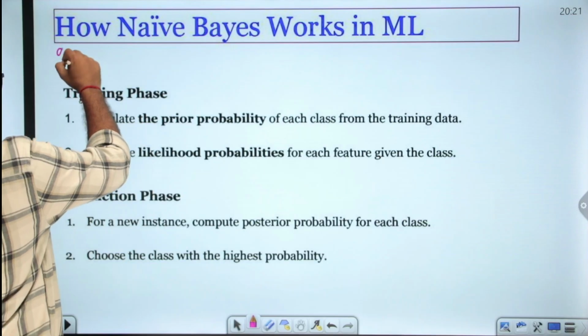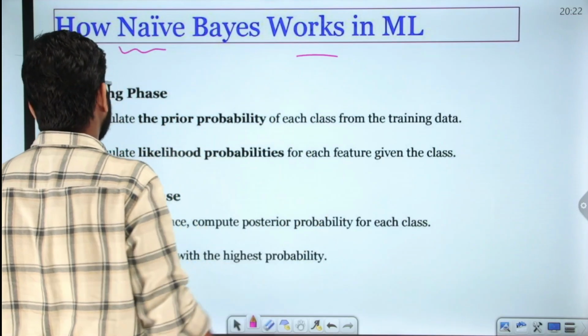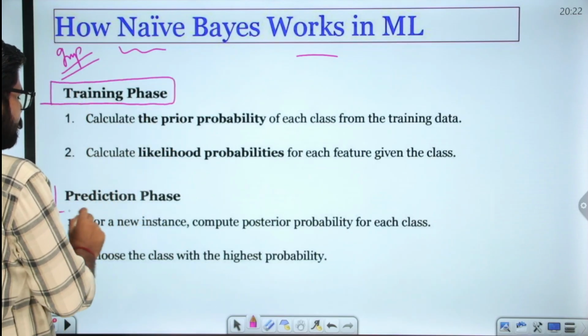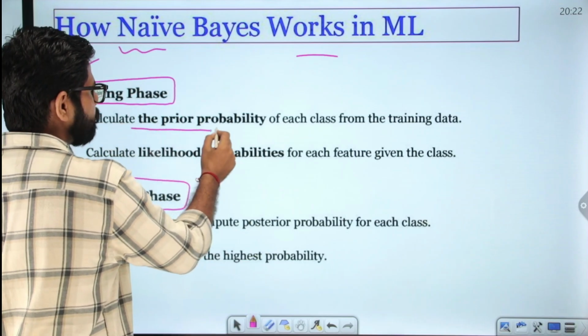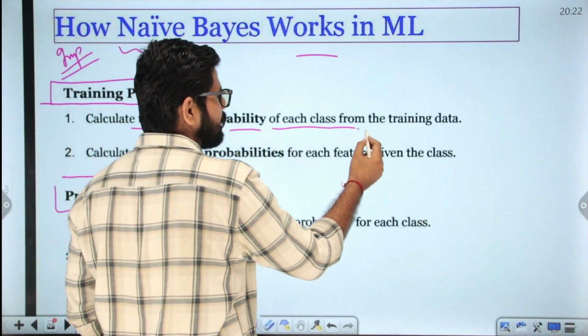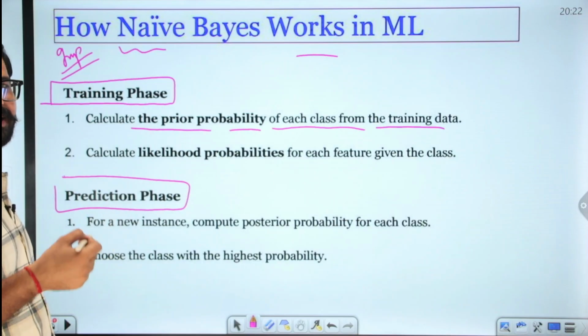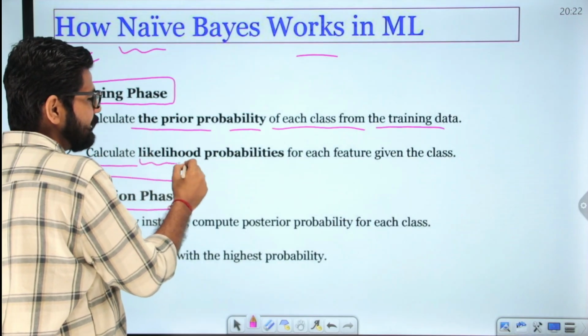Now, most important, how does naive Bayes work in machine learning? There are two major phases. One is a training phase, the second one is a prediction phase. In the training phase, you need to calculate the prior probability of each class from the training data. That is, you need to find out P of A, P of B, P of C, how much different classes are given. Then you need to calculate the likelihood probability.